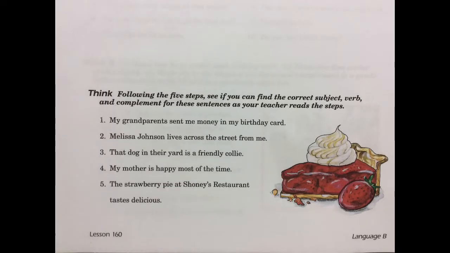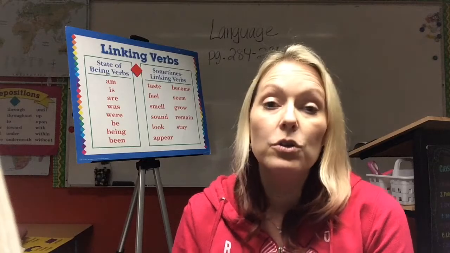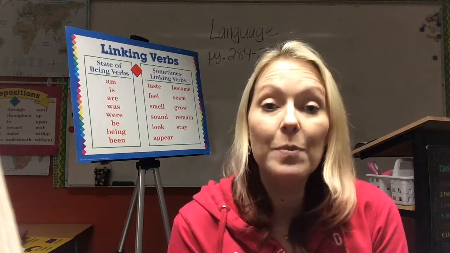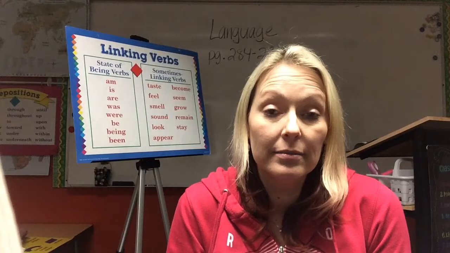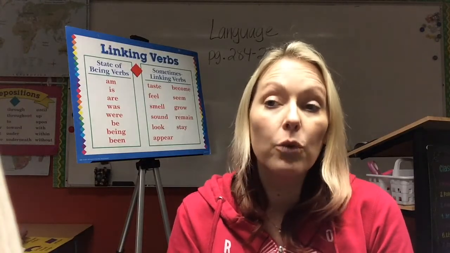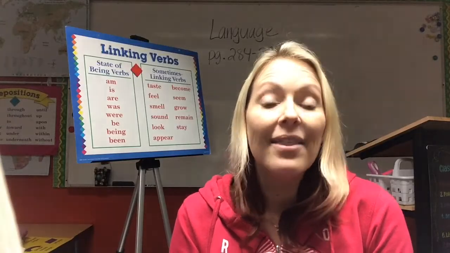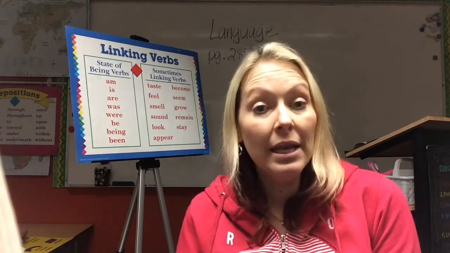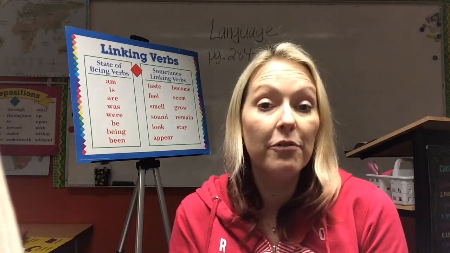My grandparents sent me money in my birthday card. So now let's take a look. What do we have? Do we have a linking verb or do we have an action verb? We do have an action verb. It's sent. So double underline sent. Now who did the sending? The grandparents. So grandparents is our subject. So we underline grandparents 1 time. Then we're going to ask ourselves, what did they send? They sent money. Now money is going to be our direct object, so put DO above money.